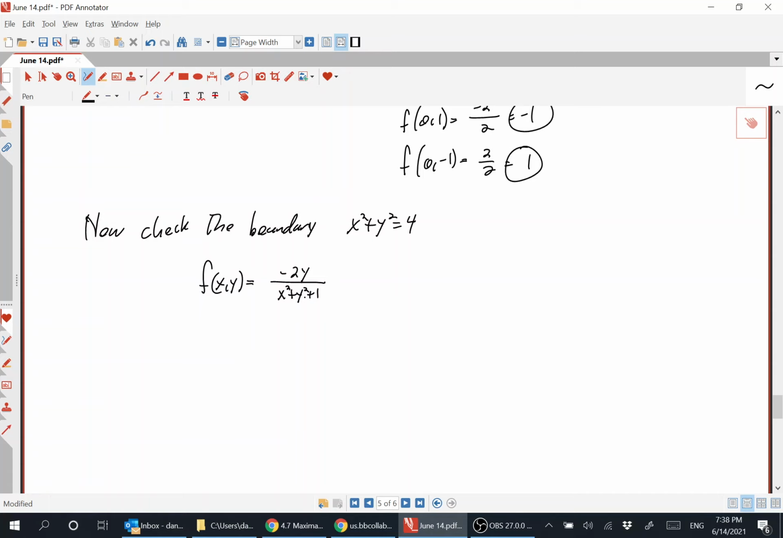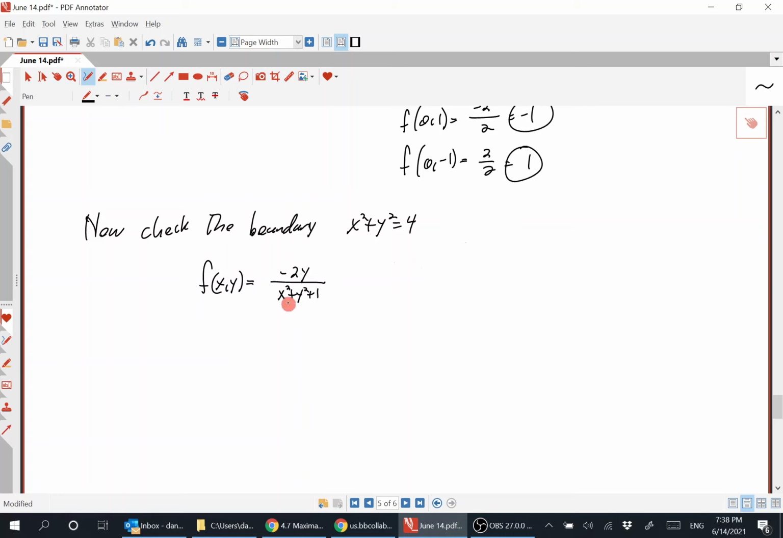Well, if we try to eliminate the y, then y is going to be equal to plus or minus the square root of 4 minus x squared. So actually the function will become two functions: the function along the top half of the circle and the function along the bottom half of the circle, represented by the positive square root and the negative square root. So that we would like to avoid.